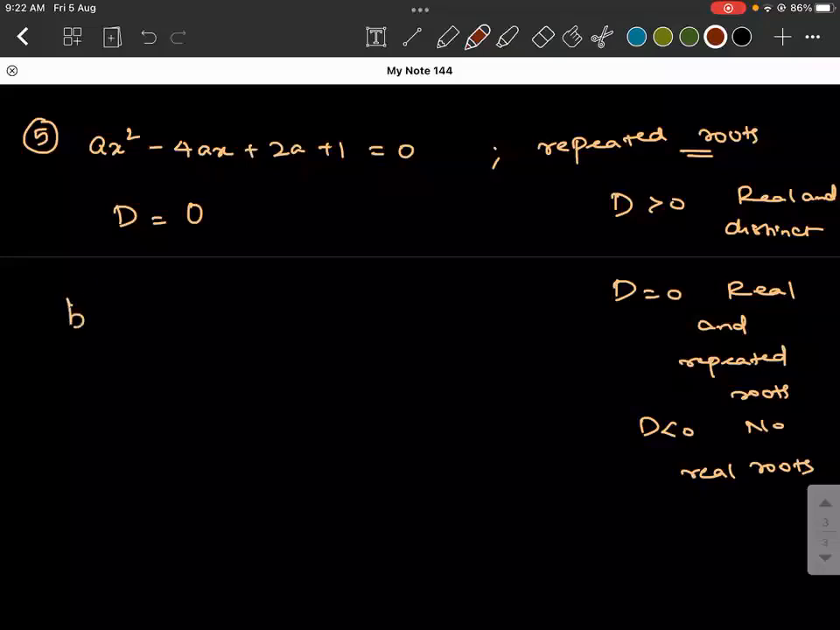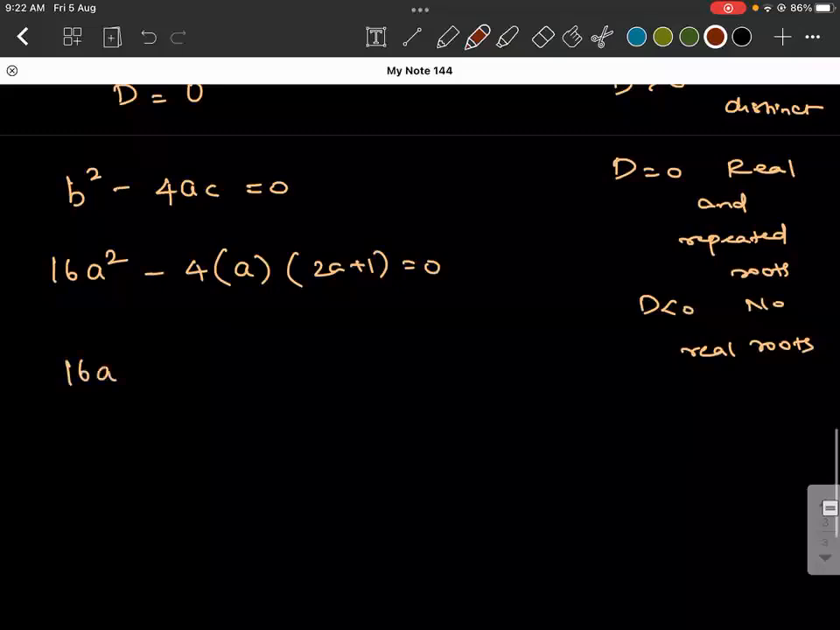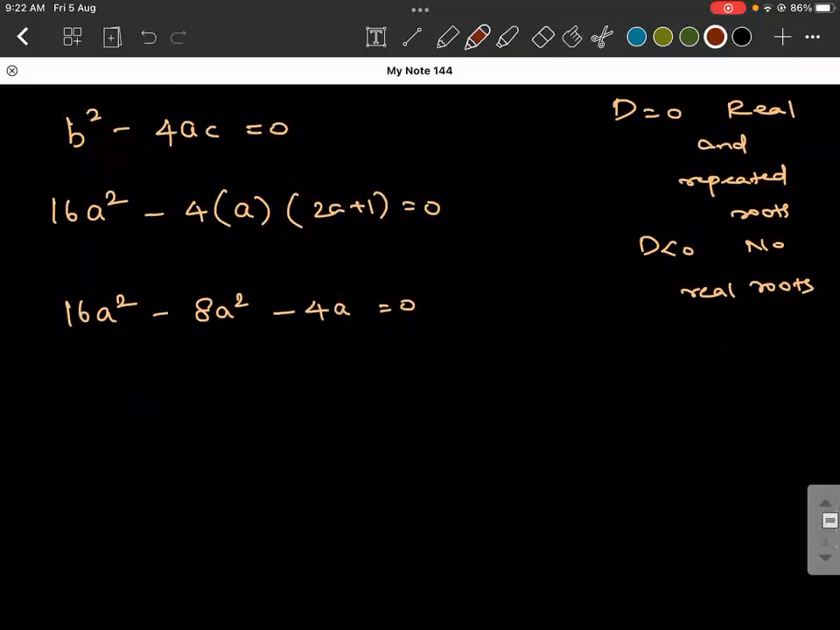So b square minus 4ac is equal to 0. b square is 16a square, minus 4 into a into c, where c is 2a plus 1, is equal to 0. So 16a square minus 8a square minus 4a is equal to 0. So 16a square minus 8a square is 8a square, minus 4a is equal to 0. Is there any doubt till this time?